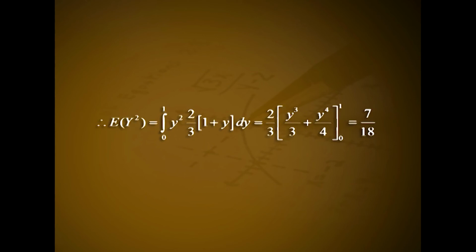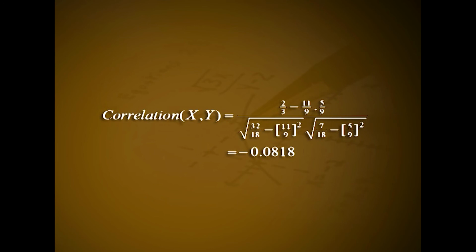Expectation of y square equal to integral from 0 to 1 y square into 2 by 3 into 1 plus y dy, that is 2 by 3 into y cube divided by 3 plus y raised to 4 divided by 4 over the limit from 0 to 1, that is equal to 7 divided by 18. Correlation of xy equal to 2 by 3 minus 11 by 9 into 5 by 9 divided by square root of 32 by 18 minus 11 by 9 the whole square into square root of 7 by 18 minus 5 by 9 the whole square, that is minus 0.0818.